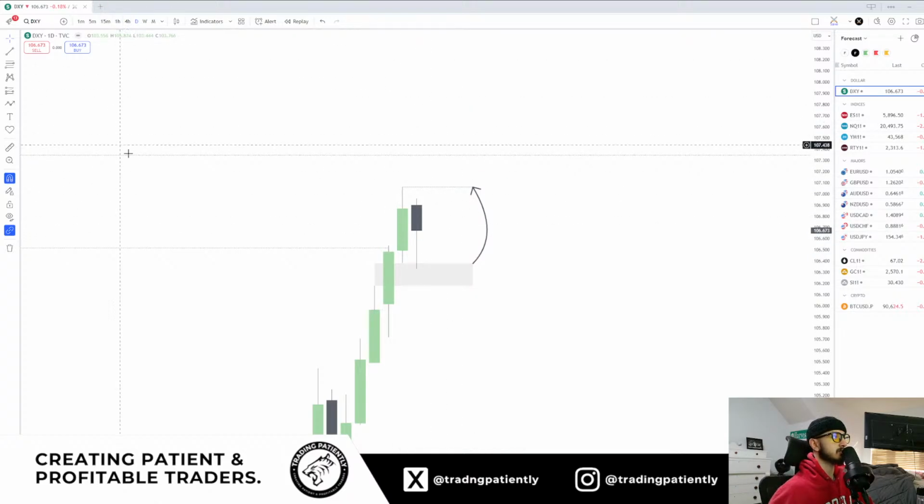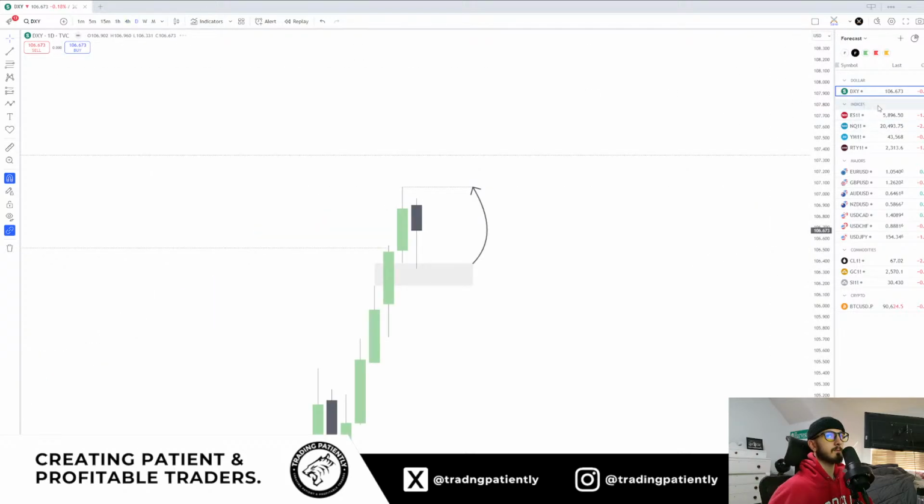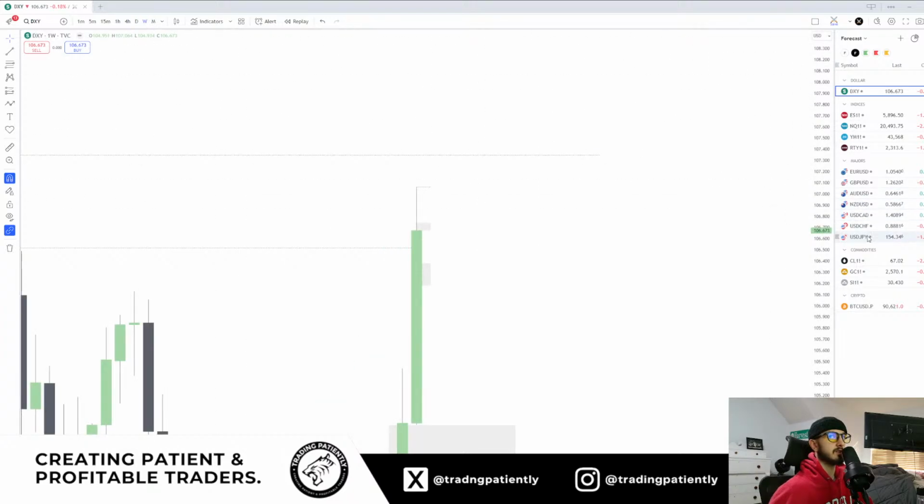expecting higher prices. If I'm bullish on dollar, then I'm looking at EU, GU, AU, and NU to trade inversely or bearish. And I'm looking at UCAD, U Swiss franc, and U yen to be bullish potentially and trade higher, because they trade directly correlated to dollar and these trade inversely correlated.